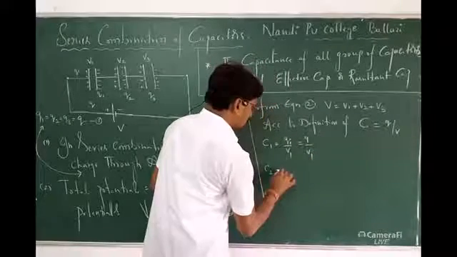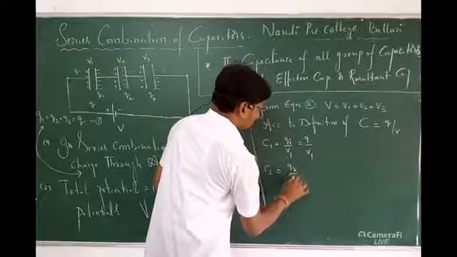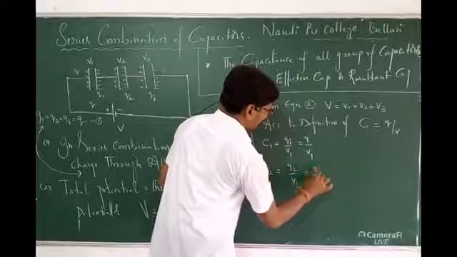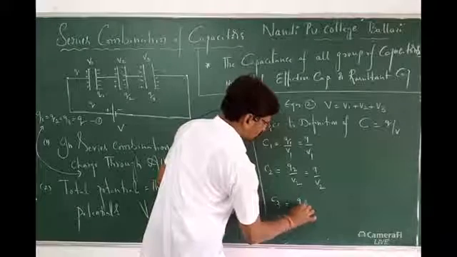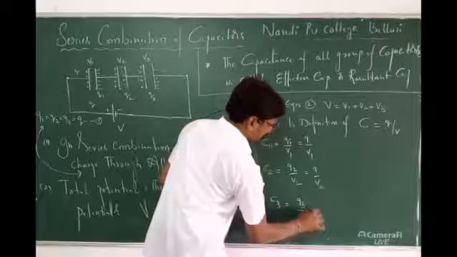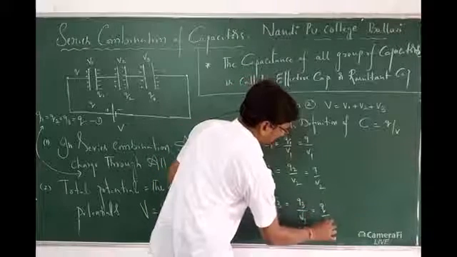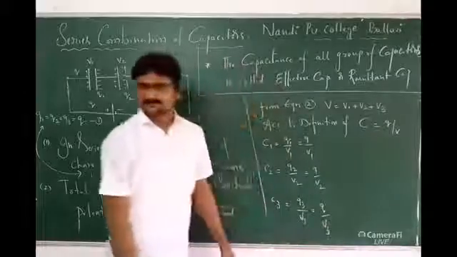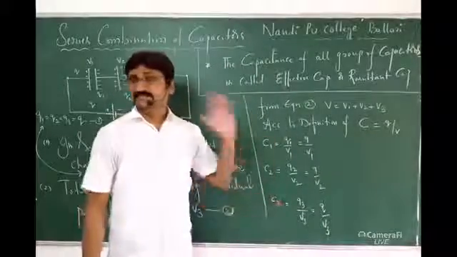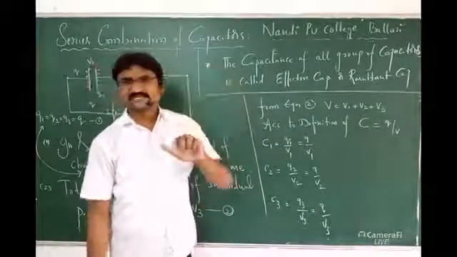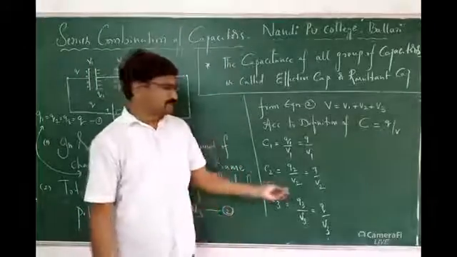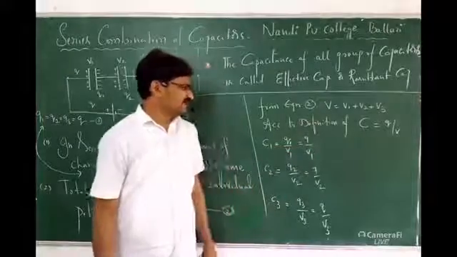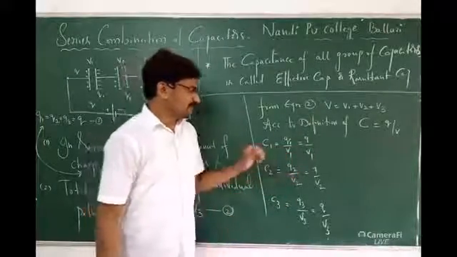Yes. C2 is equal to Q2 by V2. This I can write as Q by V2. C3 is equal to Q3 by V3. So that is Q by V3. Correct? For 3 capacitors I have 3 capacitances. Every capacitor has its own capacitance. Simple. Substitute these values there. Where? Okay.